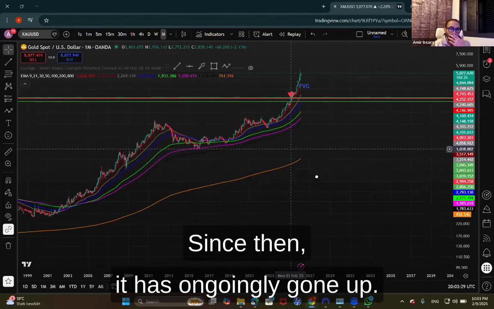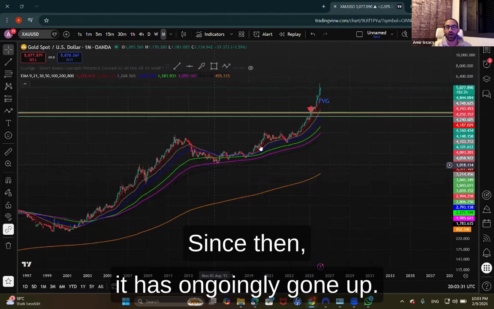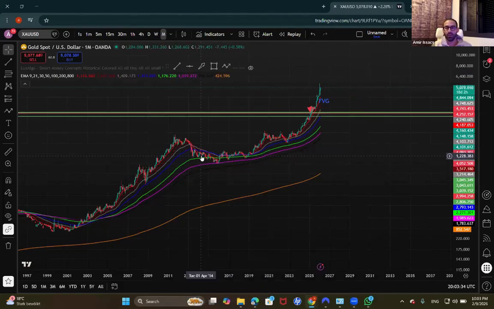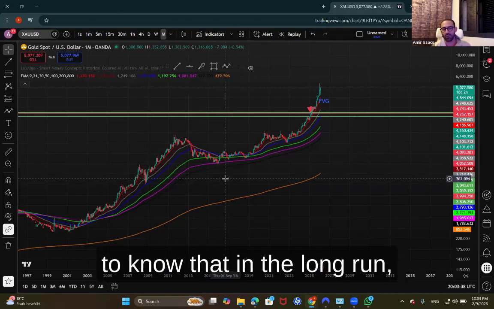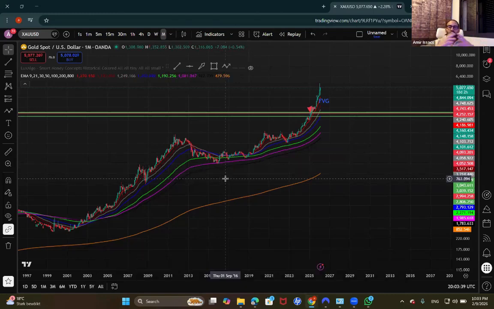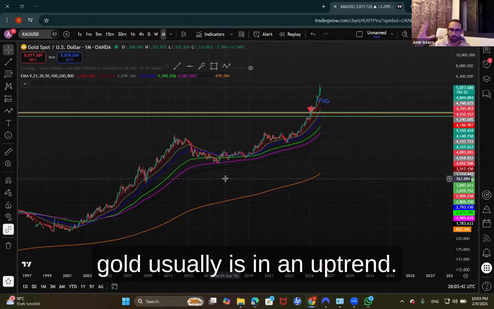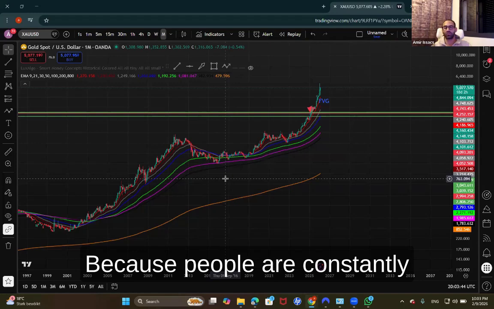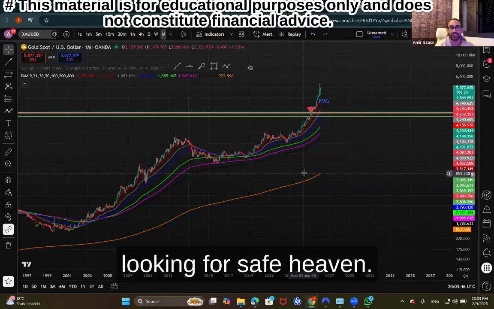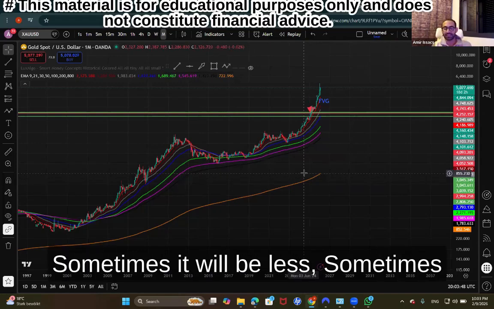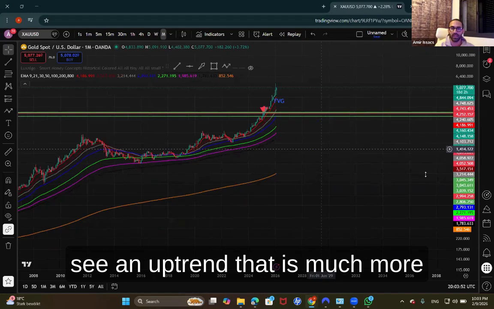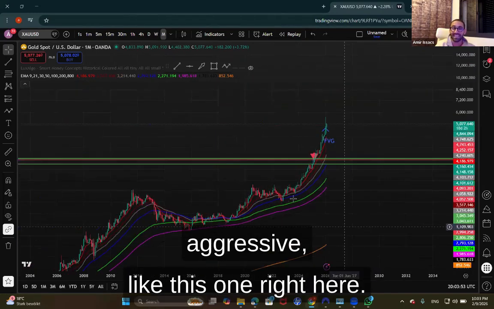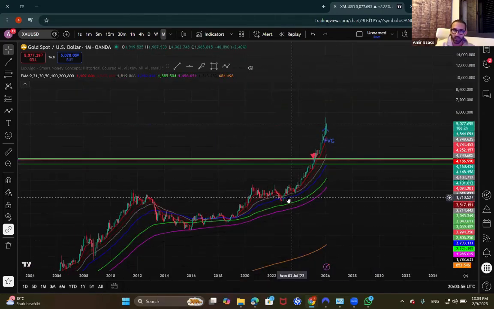Since then, it has continually gone up. Sometimes it went down, but because gold is a safe haven asset, it's easy for us to know that in the long run, gold usually is in an uptrend because people are constantly looking for safe haven. Sometimes the urgency will be lower, sometimes higher, and we'll see an uptrend that is much more aggressive, like this one right here.